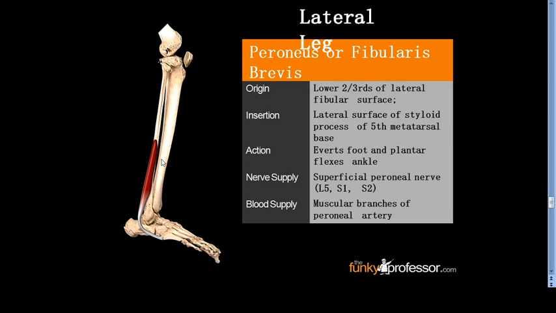Another muscle which you appreciate in the lateral compartment is the peroneus brevis muscle. It takes origin from the lower two-thirds of the lateral surface of the fibula, and it is inserted onto the styloid process of the fifth metatarsal. The action is the same: it is going to evert and plantar flex the ankle. The nerve supply is the superficial peroneal nerve. Blood supply is from the muscular branches of the peroneal artery.